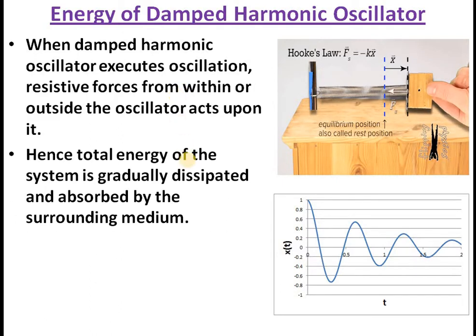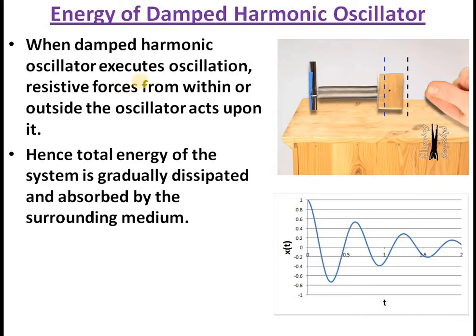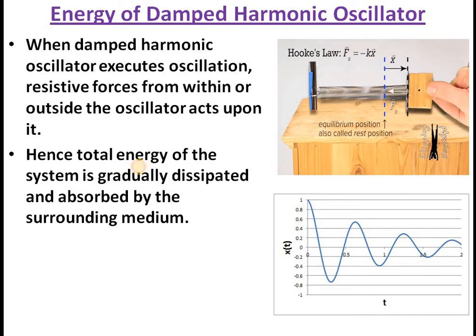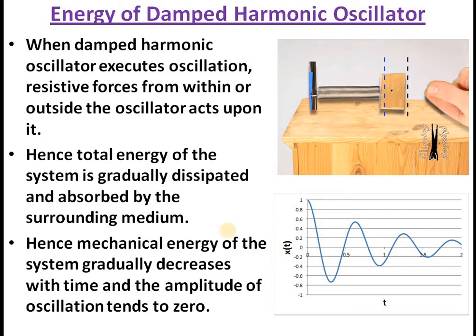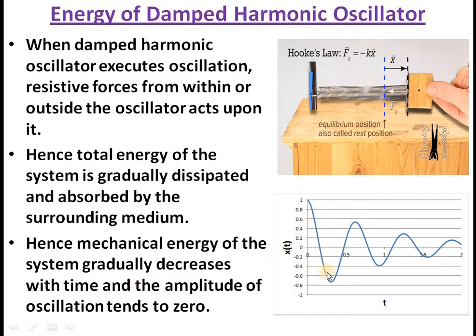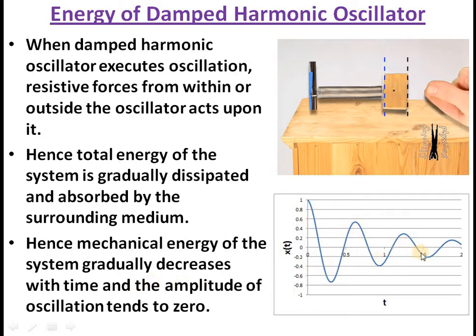So when energy decreases, it may be from the kinetic energy of the oscillation or from the potential energy of the oscillation. That energy will be lost to the surrounding medium. So we say that the mechanical energy of the system gradually decreases. Because kinetic is decreasing, potential is decreasing, we say total energy decreases with time, and hence the amplitude of the oscillation goes on decreasing. This idea we already have.